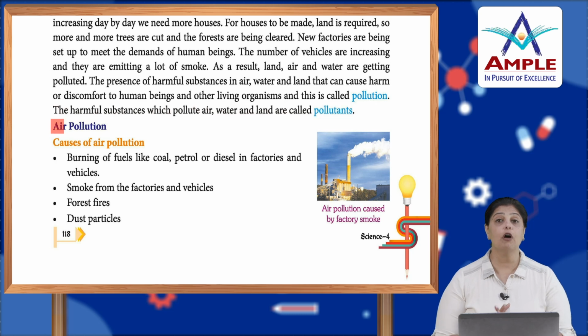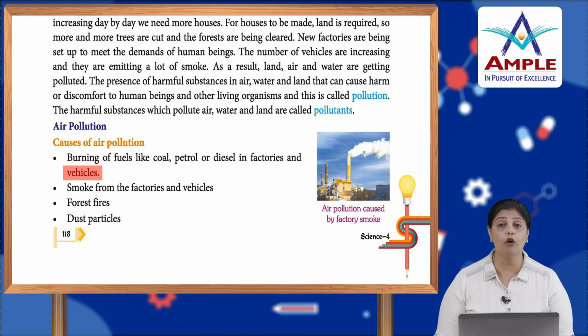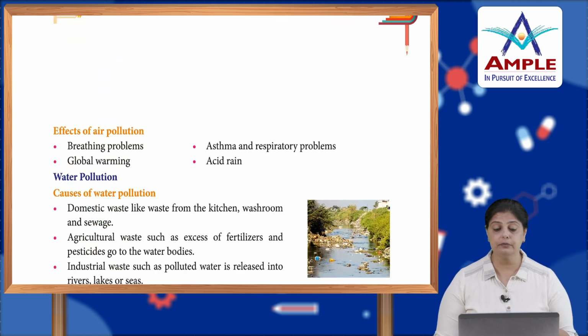Now, let us talk about air pollution. What are the causes of air pollution? Burning of fuels like coal, petrol, diesel in factories and vehicles causes air pollution. The smoke emitted from the vehicles or from the factories gets mixed with the air and pollutes it. Smoke from the factories and vehicles, forest fires, dust particles.